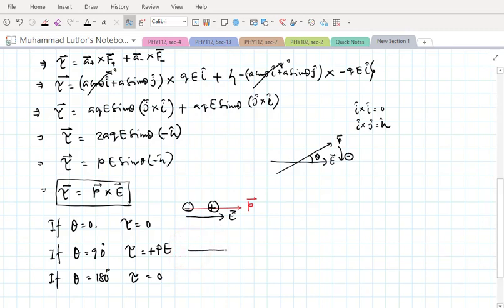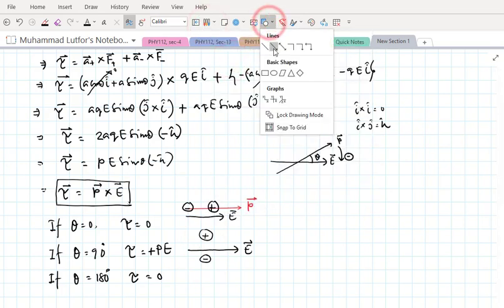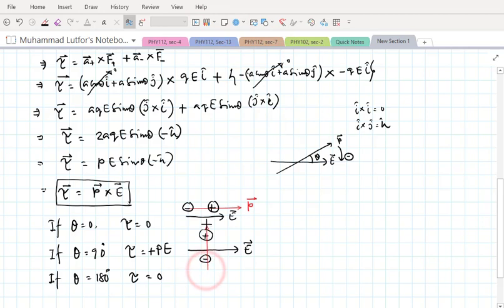This is the direction of the electric field, but your negative charge and the direction of that dipole moment would be, this is your negative charge, this is your positive charge. Then the dipole moment vector would be towards that direction for the second case, right? So this is actually the direction of your P, when the angle is 90 degrees. In this case, the angle is 0 degrees.